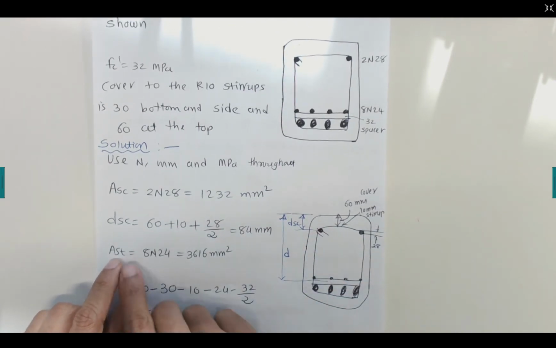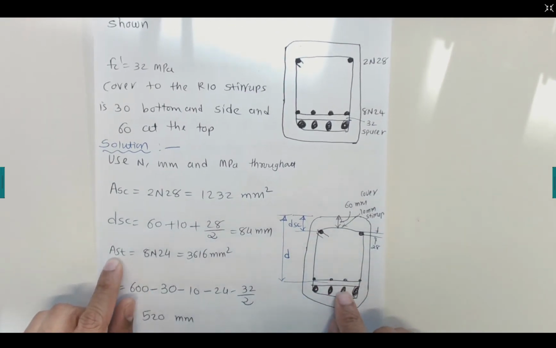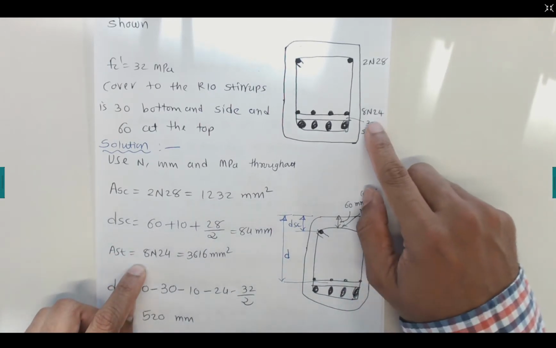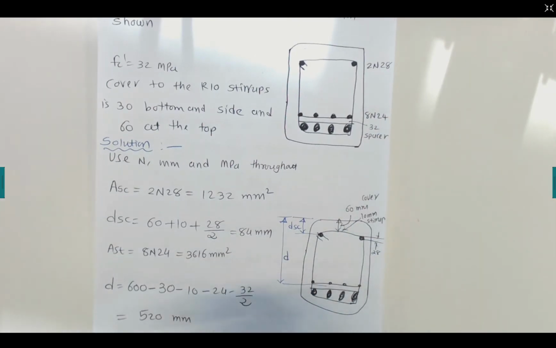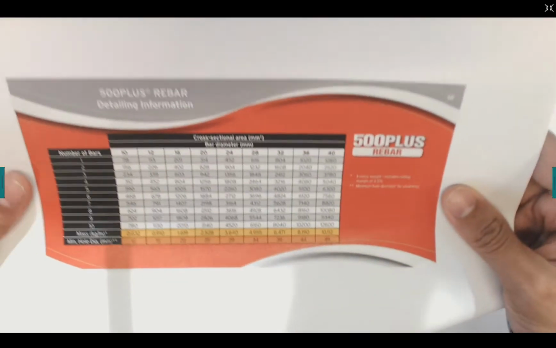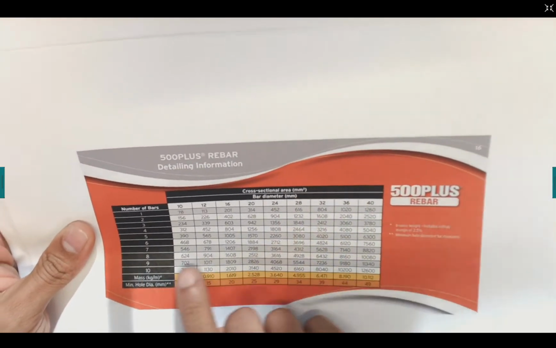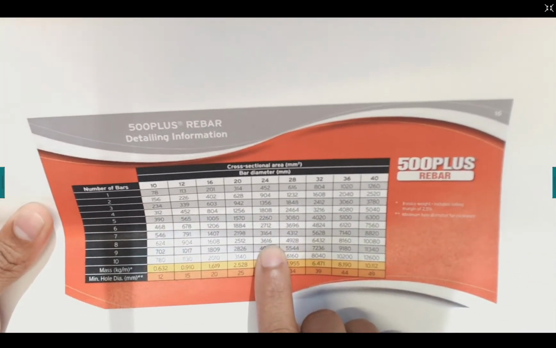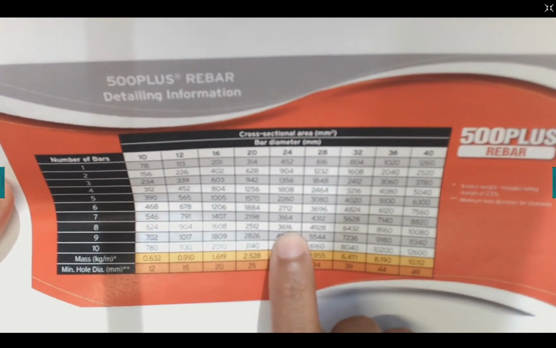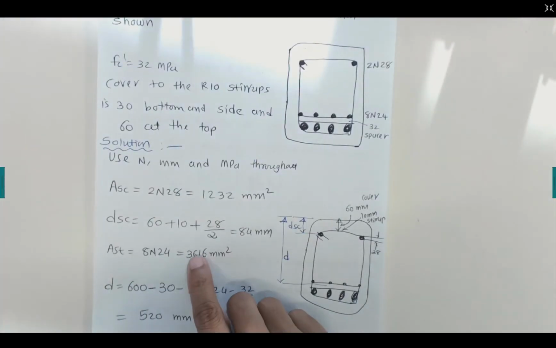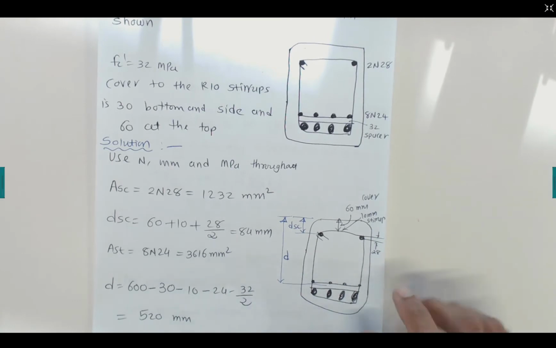Now the area of the bottom reinforcement, AST, which is the tensile reinforcement. There are 8 N24 bars. So again we can use the Rio tables, and for N24 bars, 8 bars, we have an area of 3616 millimeter square, that is given here.